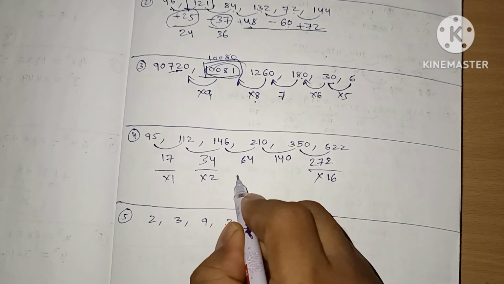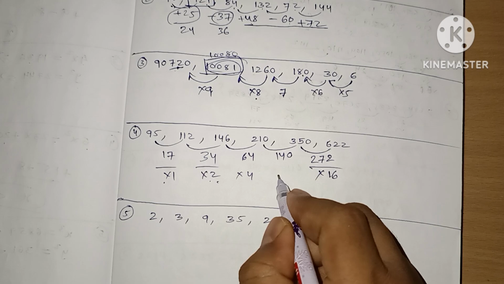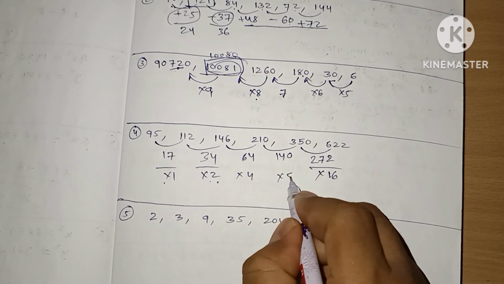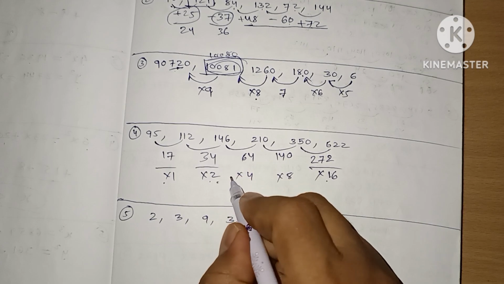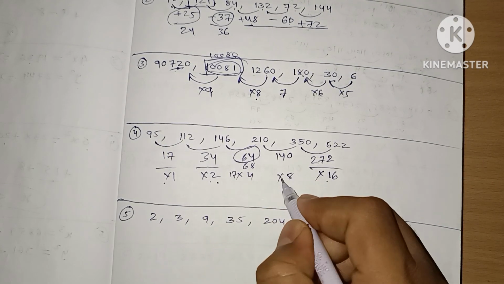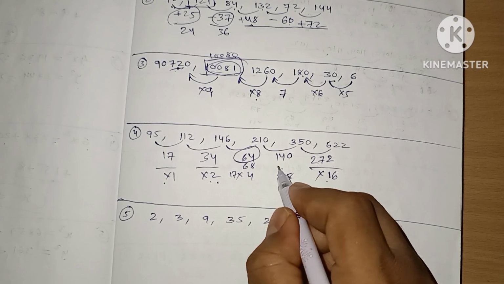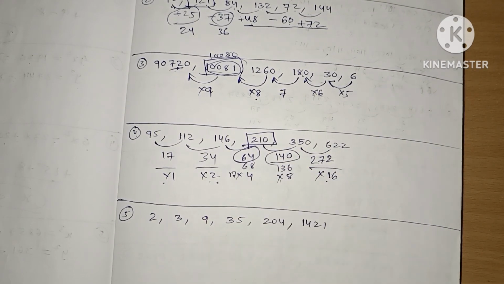So this must be 17. 1 becomes 2, so it must be into 4 times. 17 8 times, 17 6 times. 17 4 times is 68, not 64. 17 8 times is 136, not 140. So the wrong number will be this one, 210.